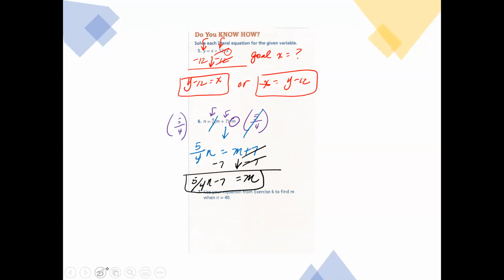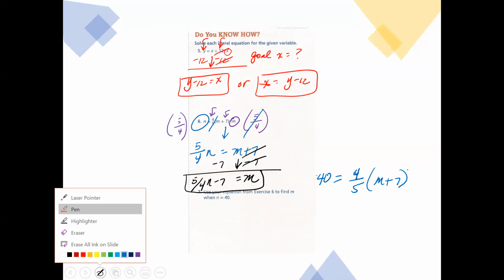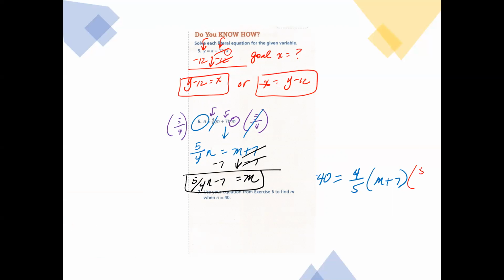Okay, so for number 7, let's take a look. It says, use the equation from exercise 6. I'm going to go back to number 6, to find m when n is 40. So n is 40, and our goal here is to find m. Let's do exactly the same thing. Multiply by the reciprocal, which in this case is going to give you a 5 over 4. Multiply on the right side, multiply on the left side. 4 over 5 times 5 over 4 cancels.